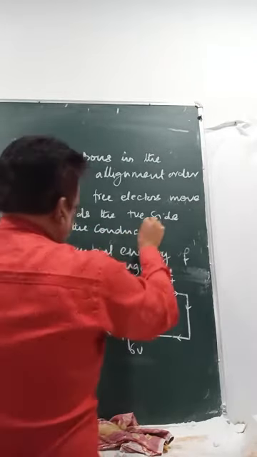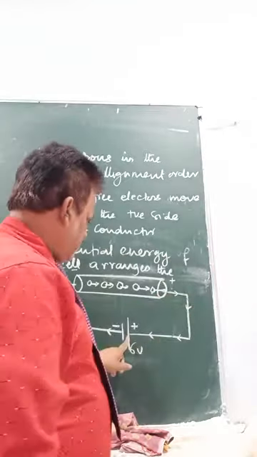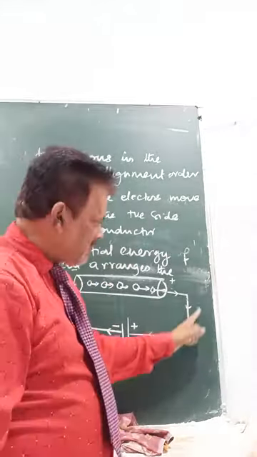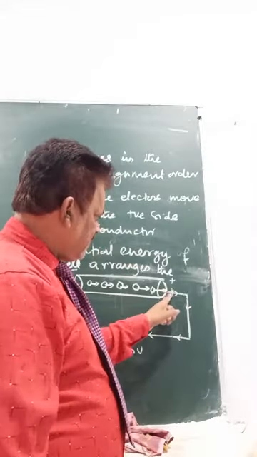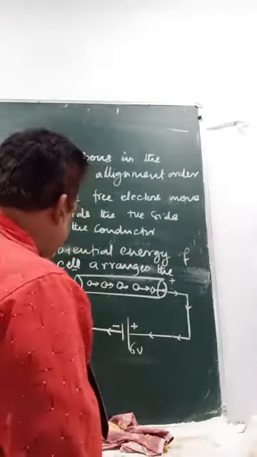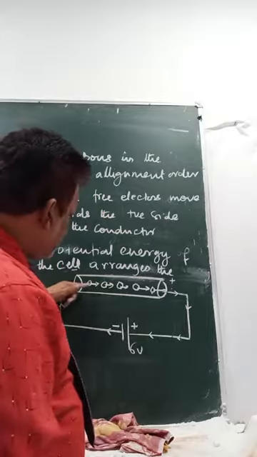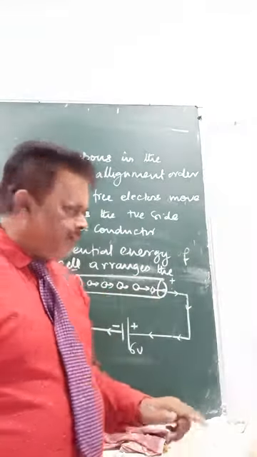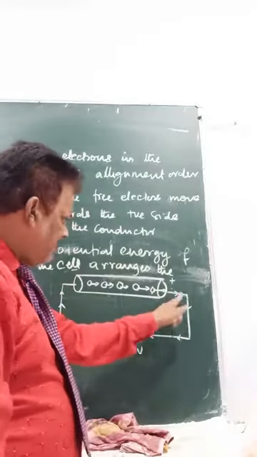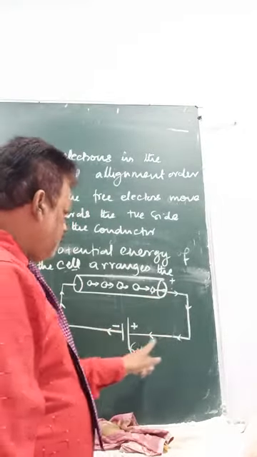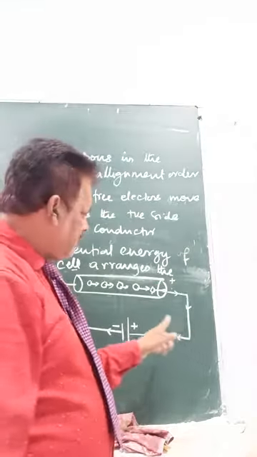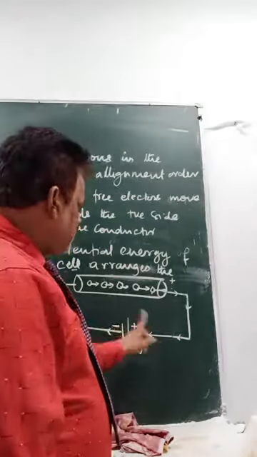What does it mean? Because one wire you are connecting here, another wire you are connecting here. This is the positive side of the cell, this is the negative side of the cell. So electrons move towards the positive side, and it completes the circuit.